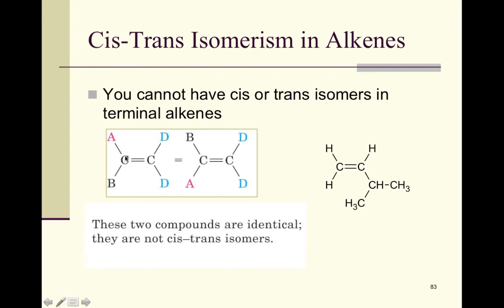This is a picture that your textbook gave you. I don't like this picture. Why did they use the letter D? Why did they not just use hydrogens? So what they're telling you is if you have a terminal alkene, that means the double bond is on an end carbon, and these are both hydrogens, it's not cis or trans. Here's an example of where cis and trans doesn't exist. Notice my terminal carbon has 2 hydrogens on it.